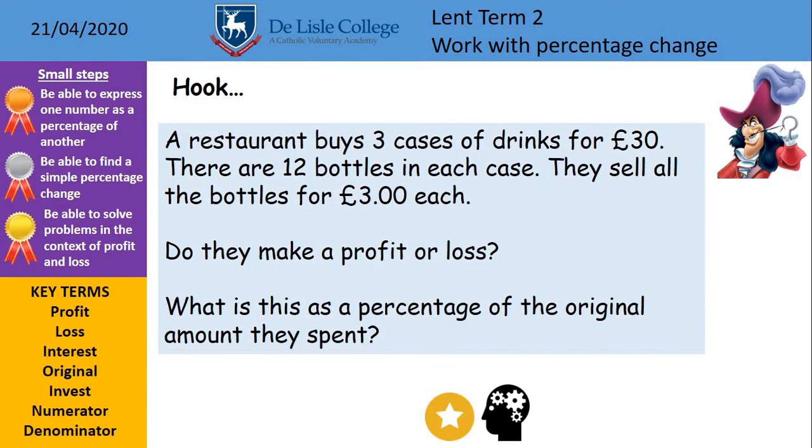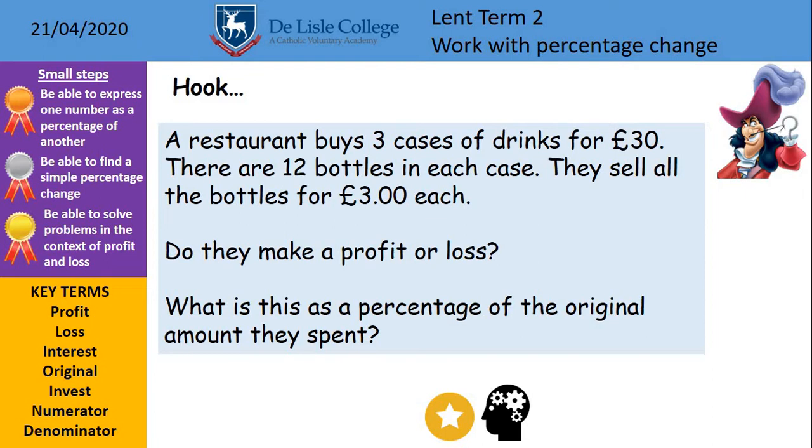Our hook question today. So why are we learning about questions that work with percentage change? Well, percentage change helps us to work out what is called either a profit or a loss. So let's have a look at this question here, which we will answer at the end of the lesson. So a restaurant buys 3 cases of drinks for £30. So the initial outlay, the initial money that they spend is £30. There are 12 bottles in each case and they sell all the bottles for £3 each.